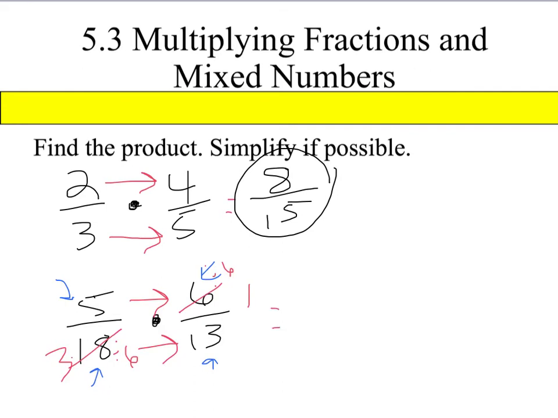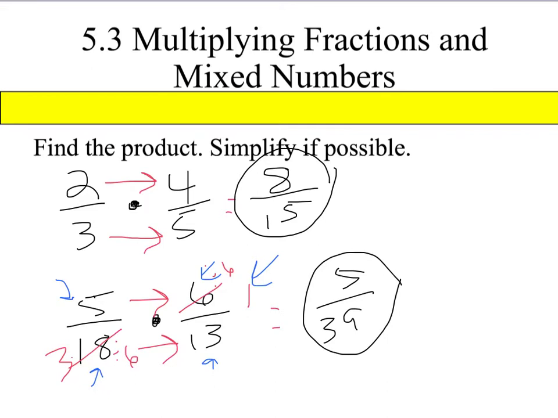Okay, now that I'm done, I have 5 times my 1 going across here, because remember, this is going to be my new numerator, because I just reduced a little bit, and 3 times 13. My answer is going to be 5 over 39. Now, when I look at this, that's in simplest form. So I'm just going to have 5/39 in simplest form.